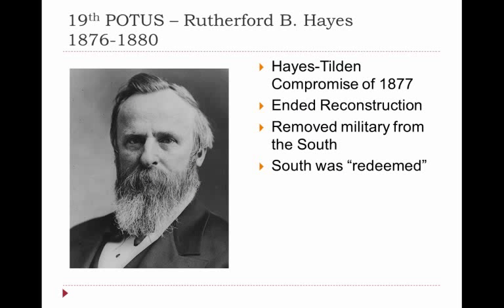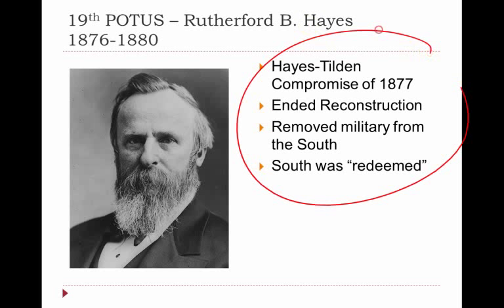So, eventually, in the 1876 election, Rutherford B. Hayes gets elected. He's the next president. We already talked about this guy. Just note to yourself again that all this stuff happened under Hayes. He's the 19th POTUS. We have this stuff already, but just re-note what he did as president. Hayes-Tilden Compromise, ended Reconstruction, removed the military.